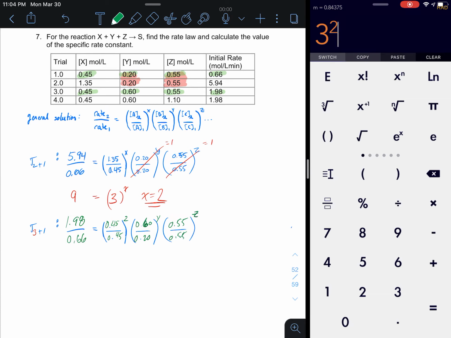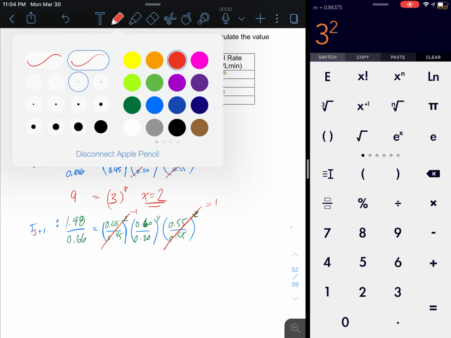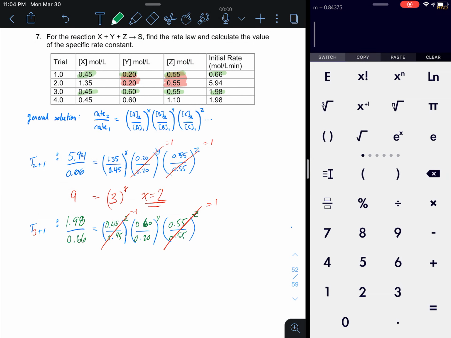Okay, so let's figure this out. We're going to do some divisions and some canceling, or negating. We can negate these, make them equal to 1. So let's simplify. 1.98 divided by 0.66 gives us a value of 3, and that is equal to 0.6 divided by 0.2, which is 3 to the power of y. So 3 to the power of y, what would that be? Well, that must be y equals 1.